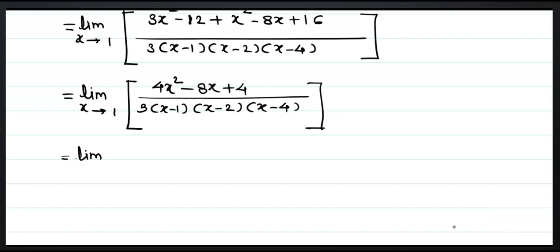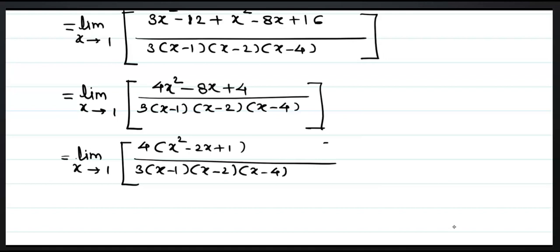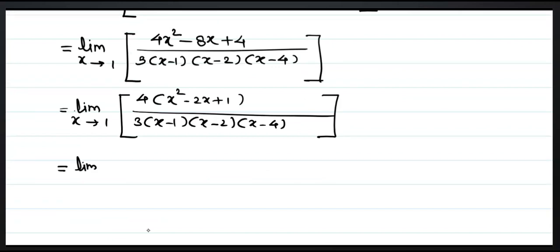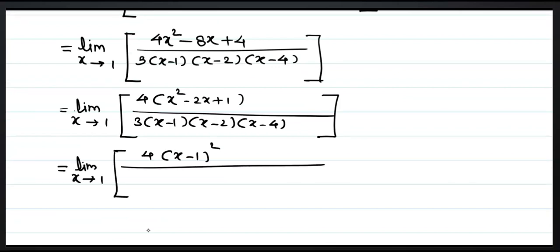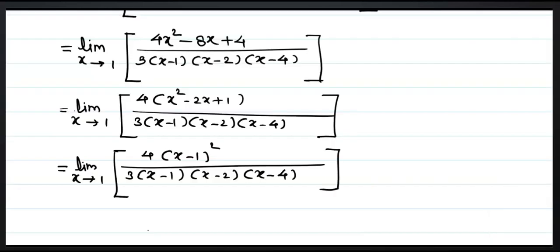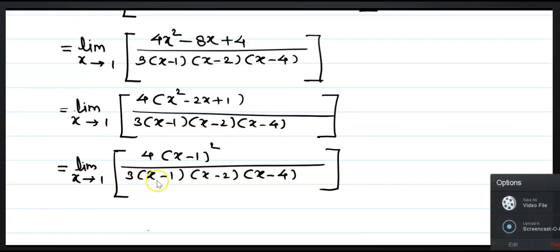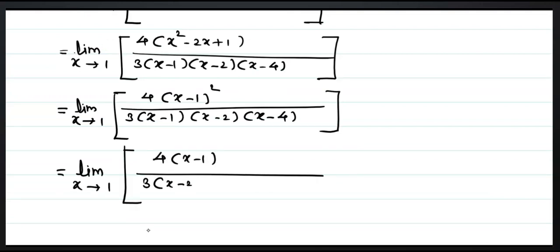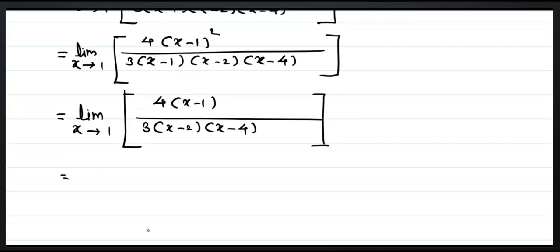Now see this here. If we take 4 as a common, x square minus 2x plus 1. I have taken 4 as a common. Now see this in the next step. It's x minus 1 bracket square in the numerator and the denominator is like this, 3x minus 1 into x minus 2 into x minus 4. Now x minus 1 gets cancelled, but one x minus 1 will still remain in the numerator and therefore overall the value of this limit is 0, because 1 minus 1.